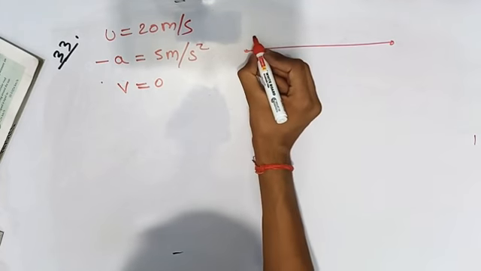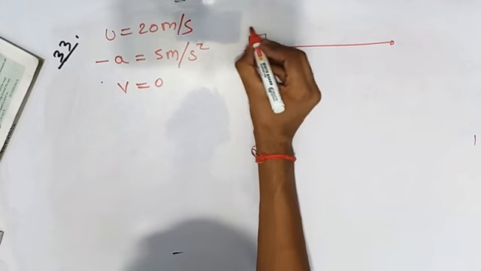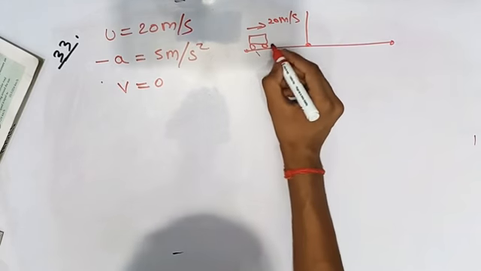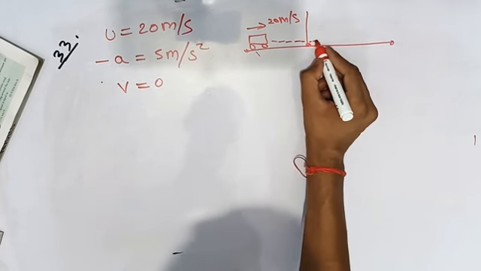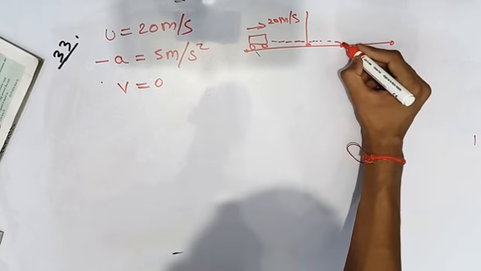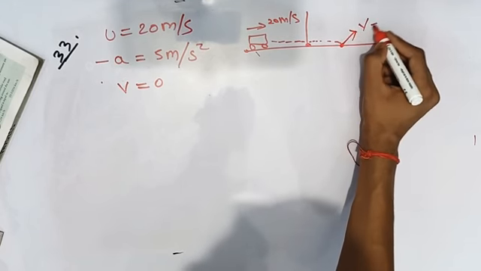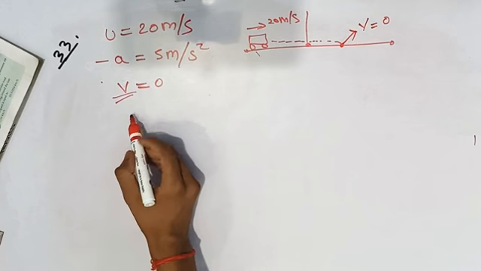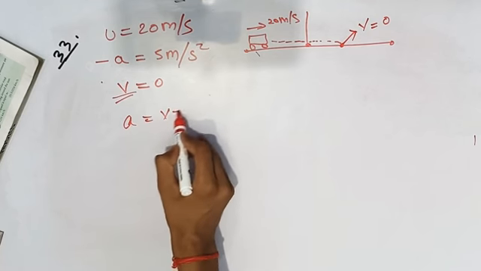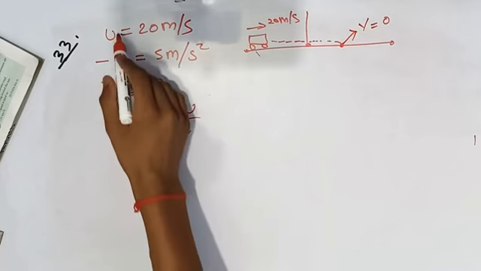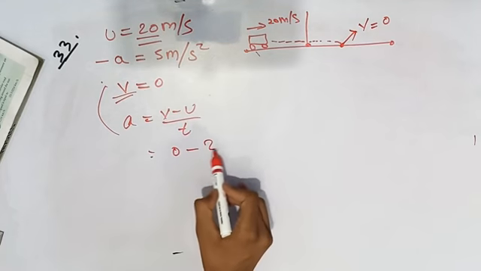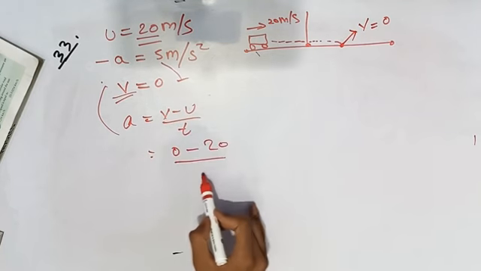How? See, it is a bus traveling at a speed of 20 meter per second. If suddenly it applies the brake here, it will slowly move and stop here, means somewhere its final velocity will be 0. So that we also wrote here. So we will put it into the acceleration formula, that is a is equal to v minus u upon t. So we know v is 0, minus u we know 20, upon time taken t.